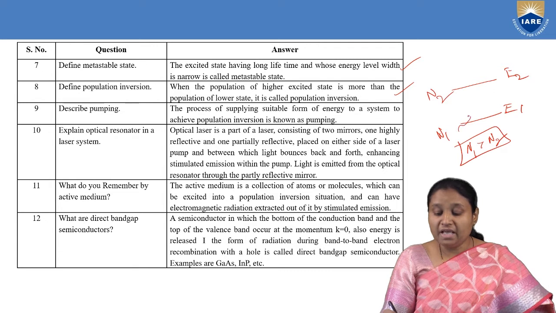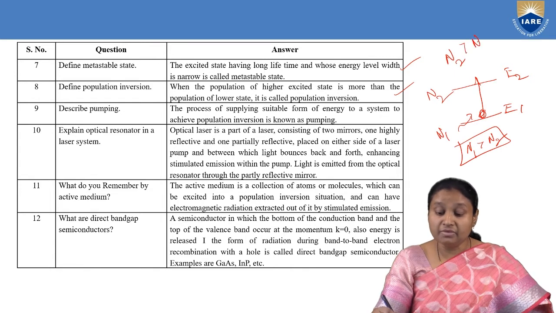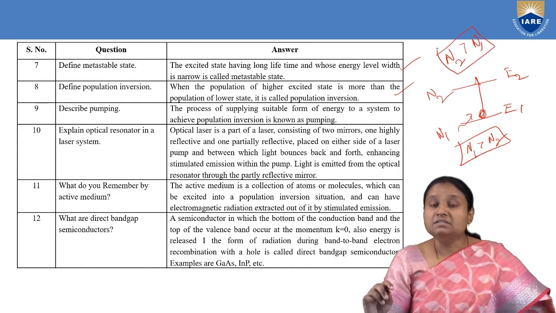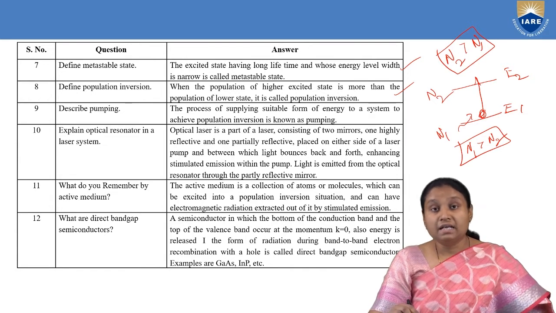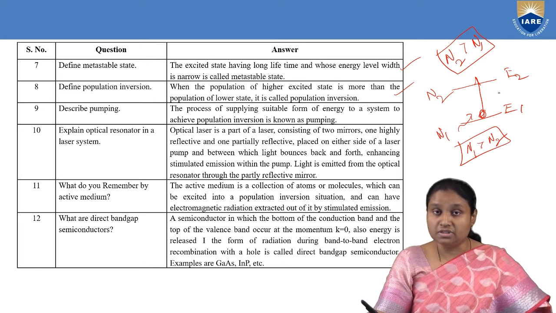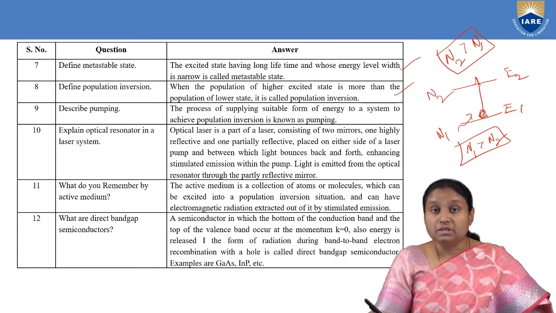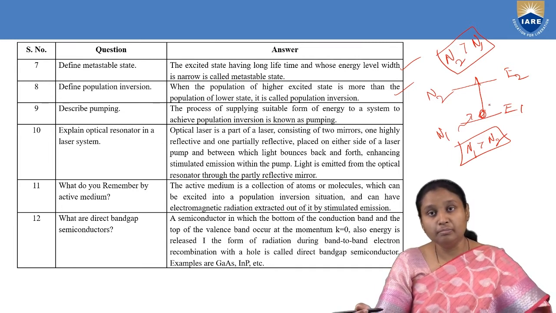But if we supply energy to these atoms, when they go up, then we'll observe that the population of the higher state will become greater than the lower state. Such a situation is called population inversion. And describe pumping. What is pumping? We know that in order to achieve population inversion, we need to supply energy. So this process of supplying energy in order to achieve population inversion is nothing but pumping.